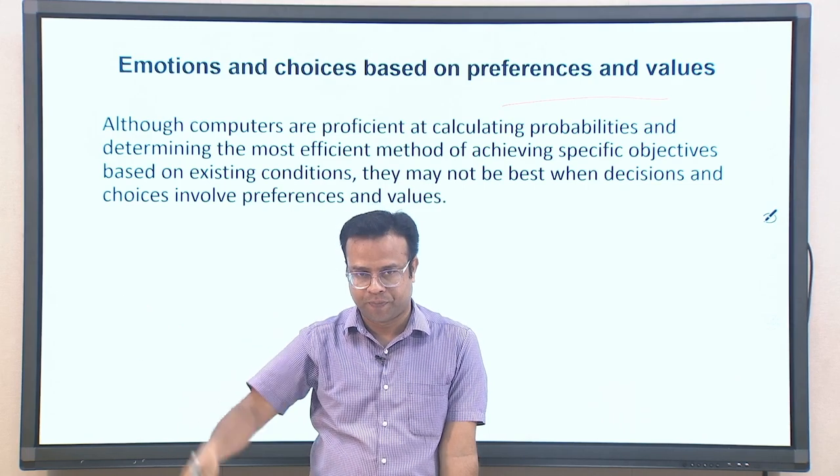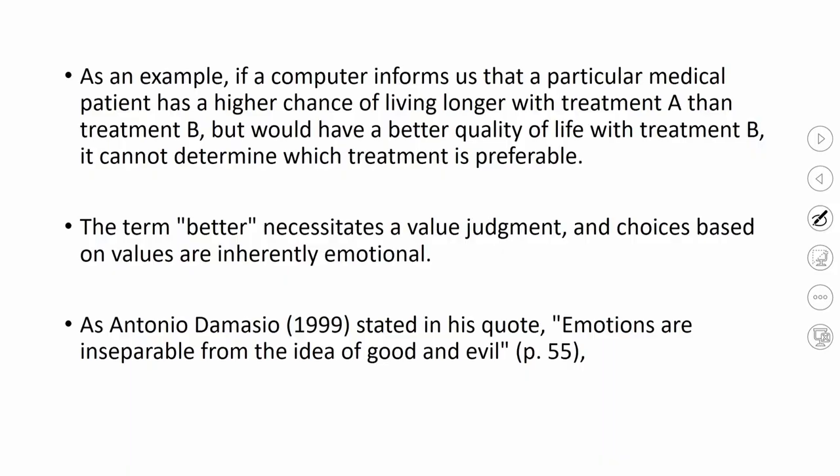But when the situation comes where preferences need to be decided, values are involved, logical conclusions and computers may not work. For example, if a computer informs us that a particular medical patient has a higher chance of living longer with treatment A than treatment B, but treatment B would have a better quality of life, there are different pros and cons with both treatments.